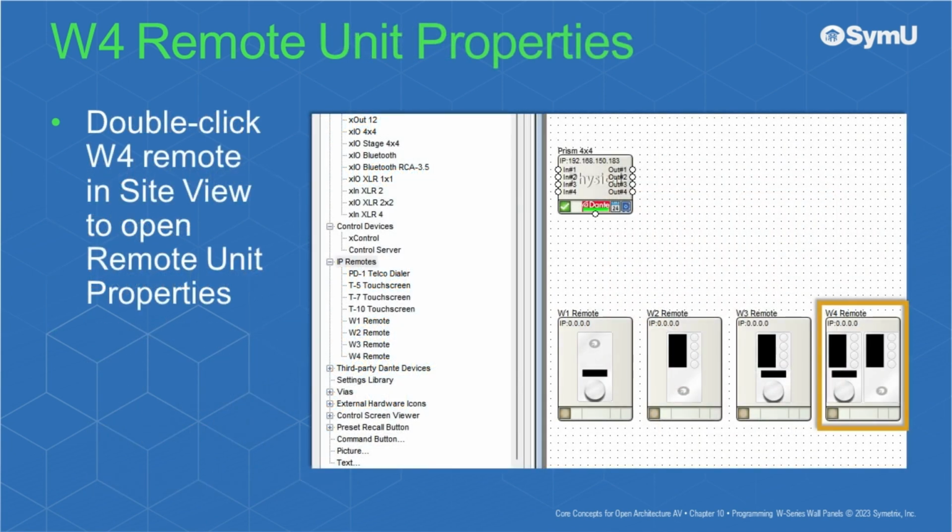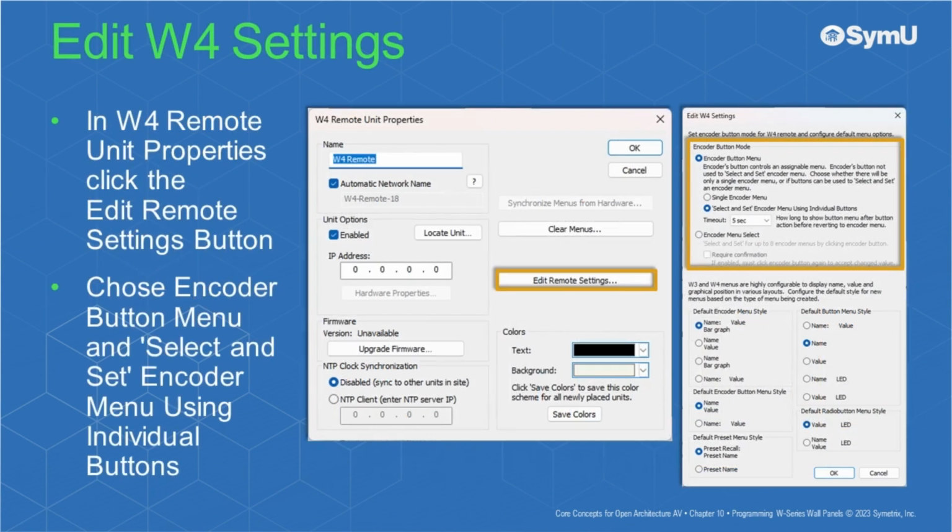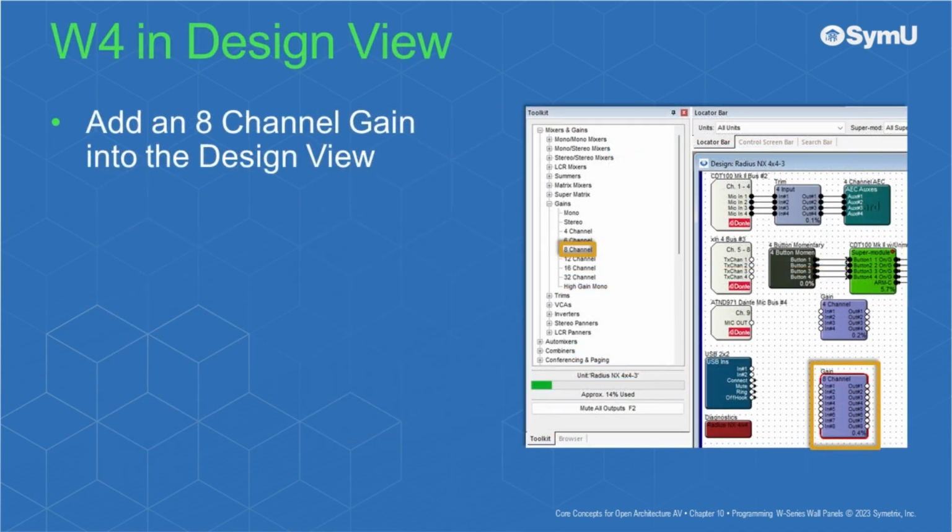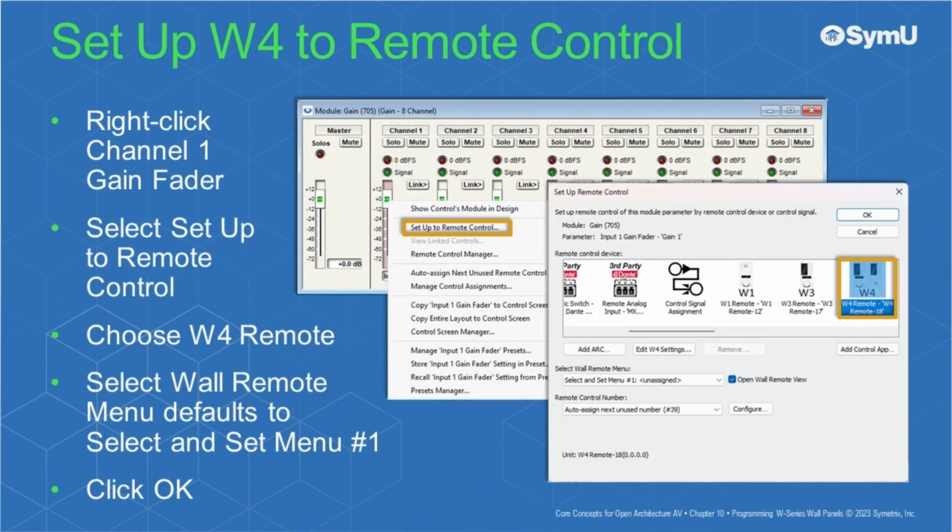Double-click the W4 remote in Site View to open W4 Remote Unit Properties. In W4 Remote Unit Properties, click the Edit Remote Settings button. Choose Encoder button menu and select and set encoder menu using individual buttons. Add an 8-channel gain into the design view. Right-click the Channel 1 gain fader and select Setup to Remote Control.